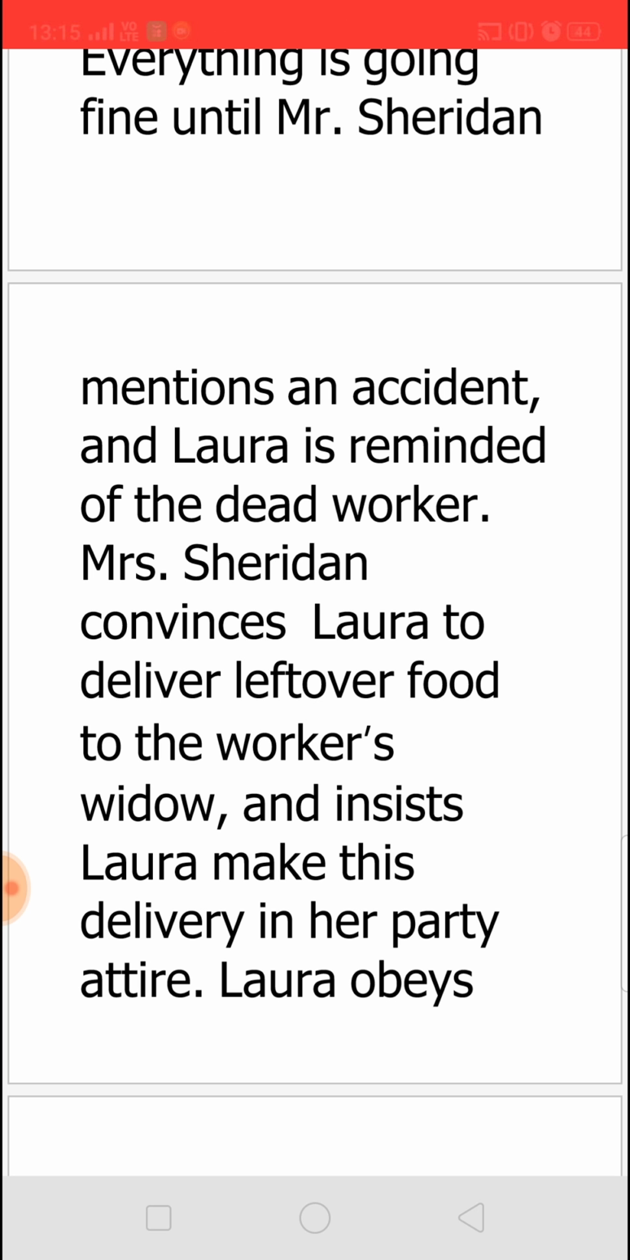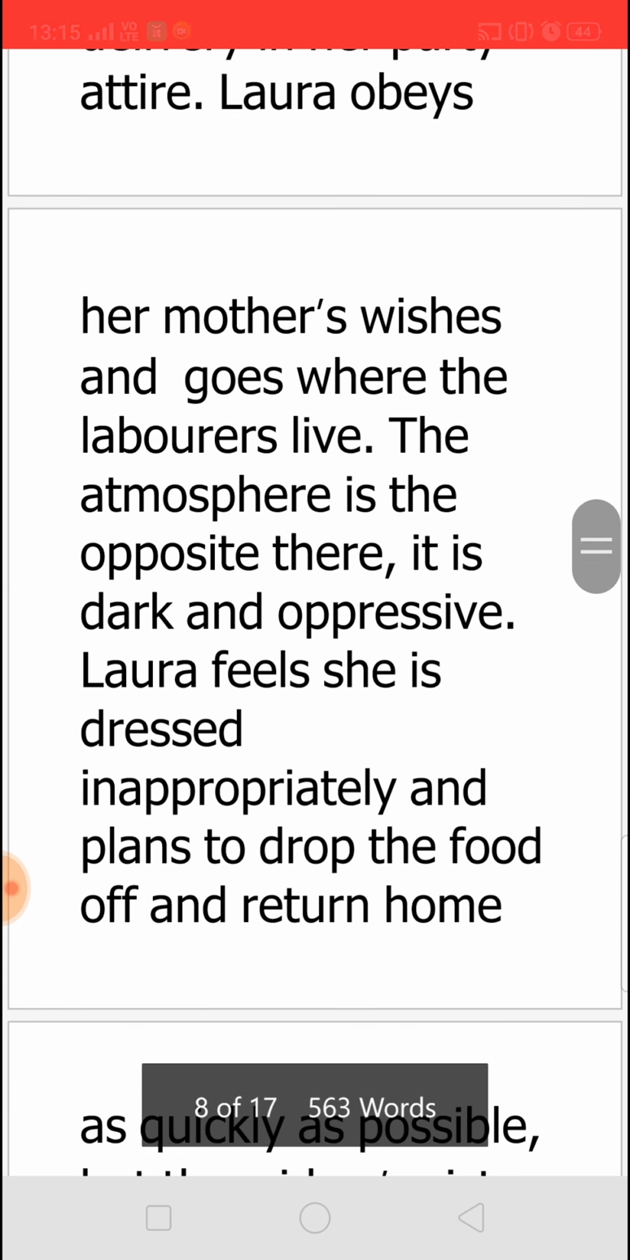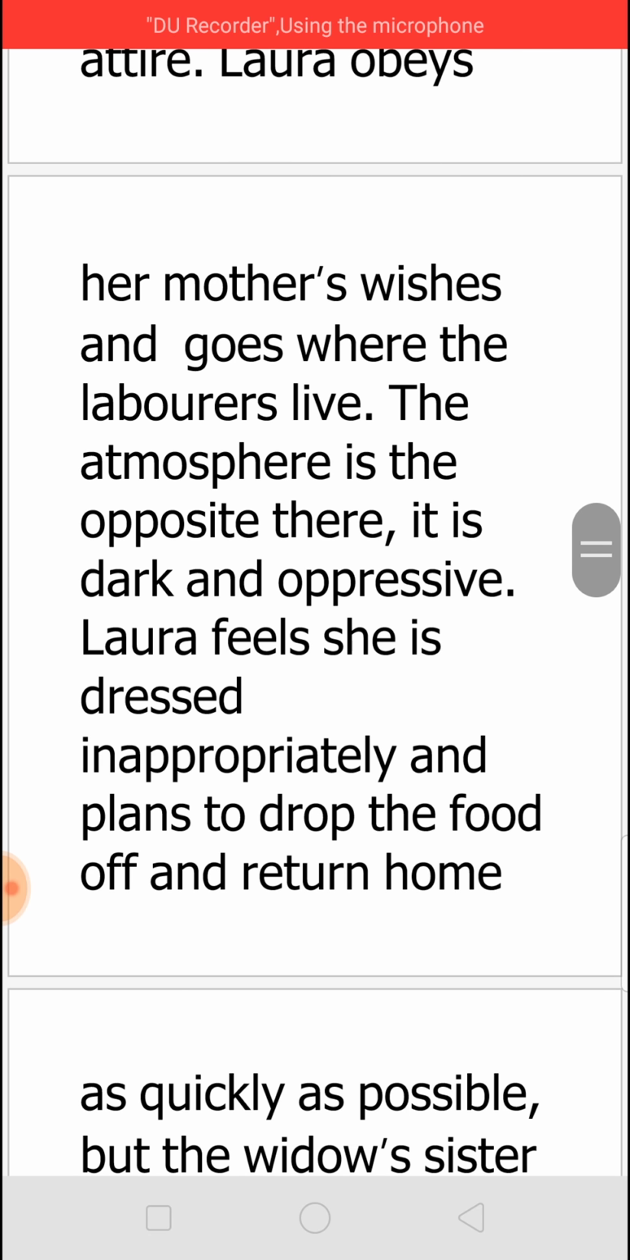Come back straight, because we will have to take care of the guests who are staying back for some time. So Laura obeys her mother and goes in the same dress. And when she goes there, she sees that the whole atmosphere in that neighborhood is the opposite of the atmosphere in her house. A house is full of light and so much enjoyment.